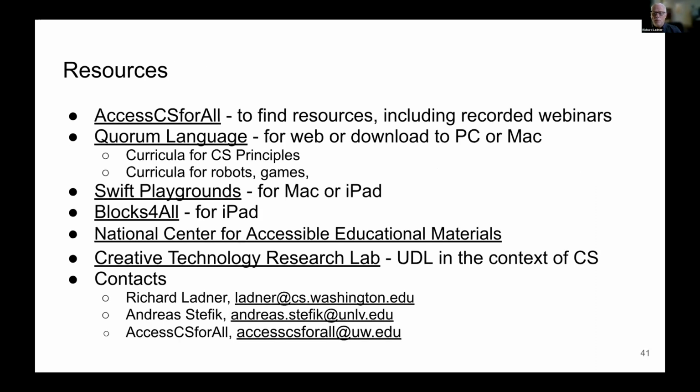This is just some resources I put together, and these are all active links. One thing I didn't put in writing there is this Access CS for All email. That's a place where you can just ask any question about an individual that you have an issue with. You could give that to teachers in your PDs as a place. Well, I have the student and I don't know what to do. Then we might know, or we might know somebody who does know and can help you out. That's one of the resources that Access CS for All provides.